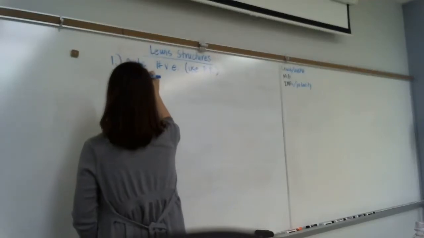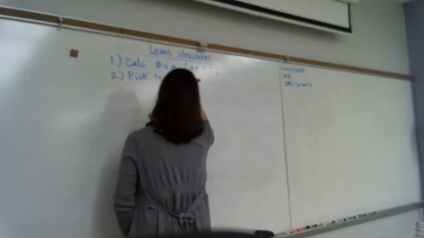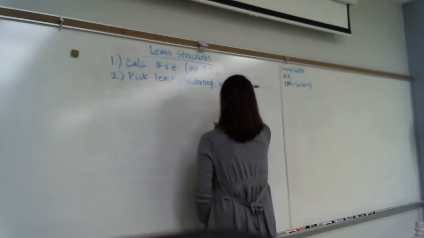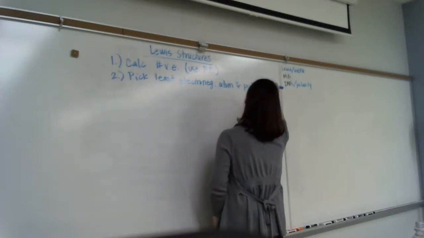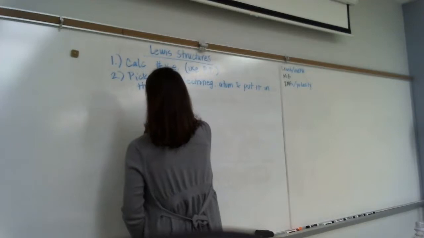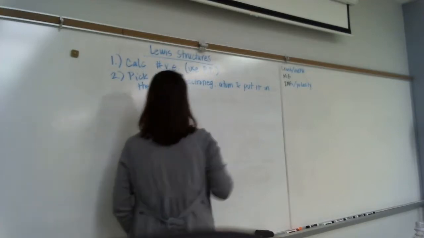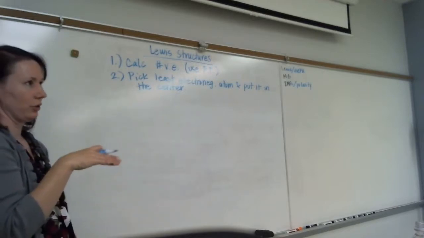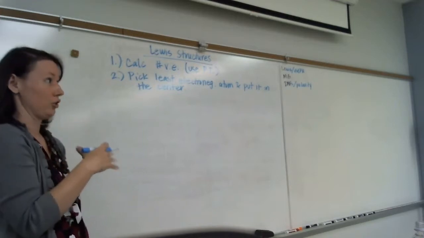Then you're going to pick the least electronegative element and put it in the center. Okay, we just talked about electronegativity, right, 5 seconds ago. So the least electronegative element goes in the middle, right? Because electronegativity is a measure of how well you share. If you are not good at sharing electrons, you don't need to be put in a position where you have to share, right? Because electronegative elements don't share electrons that they're in bonds with very well. They're lousy at sharing, right?